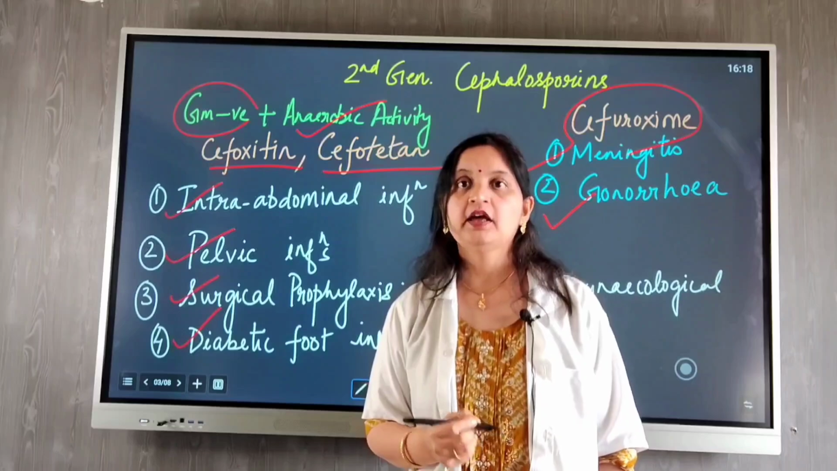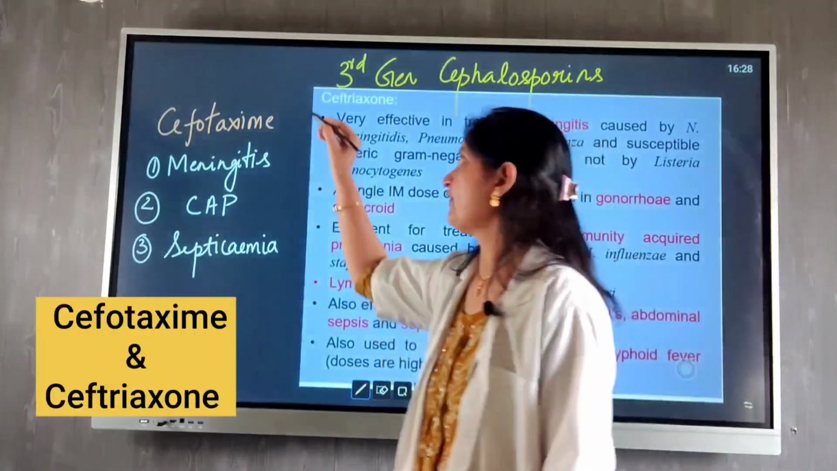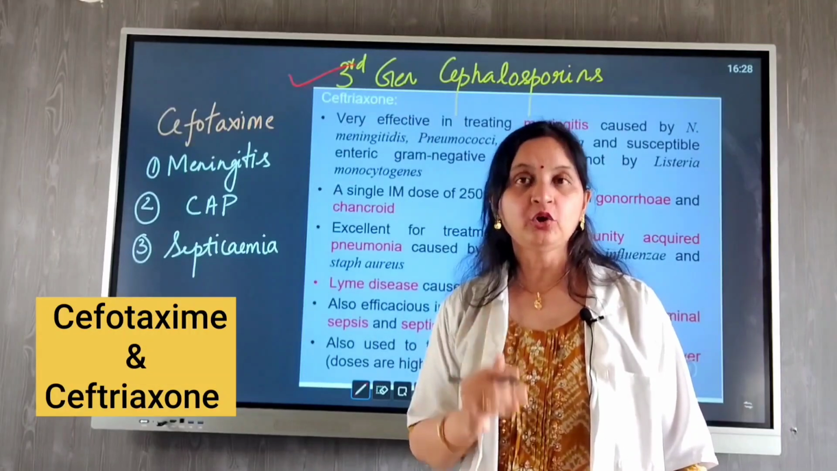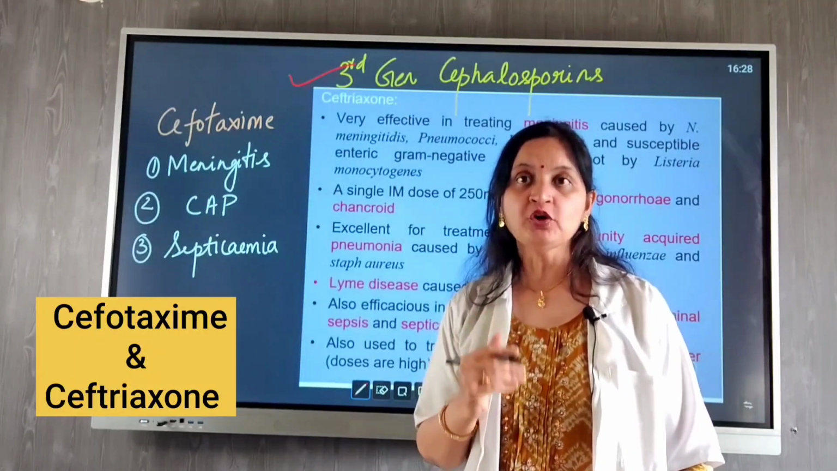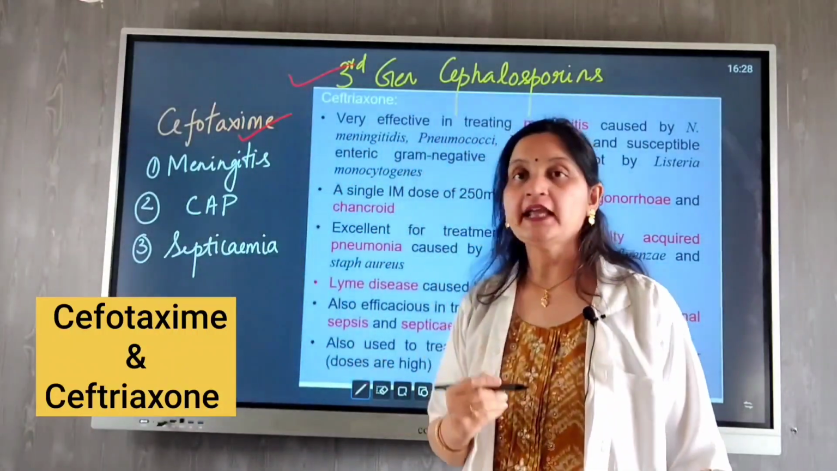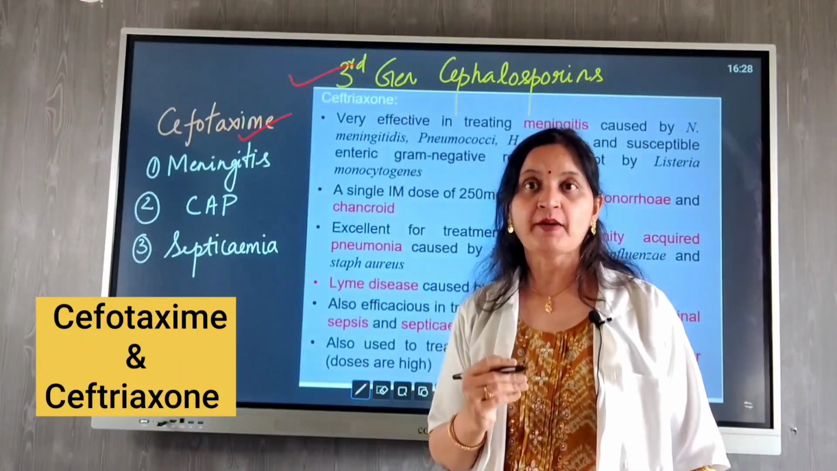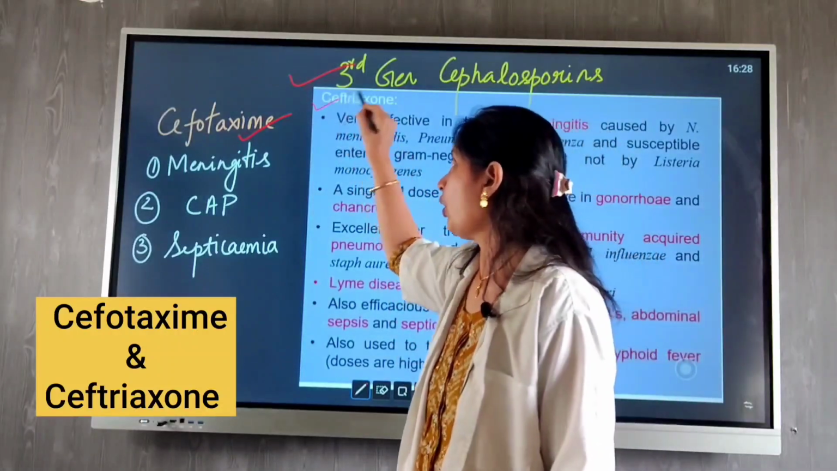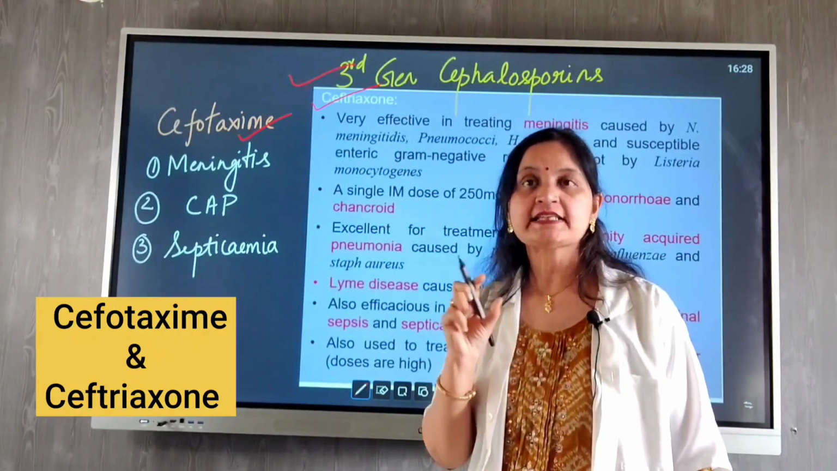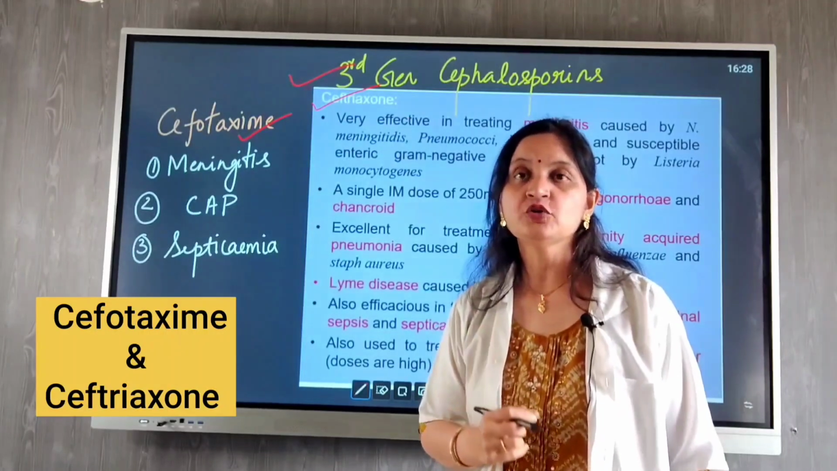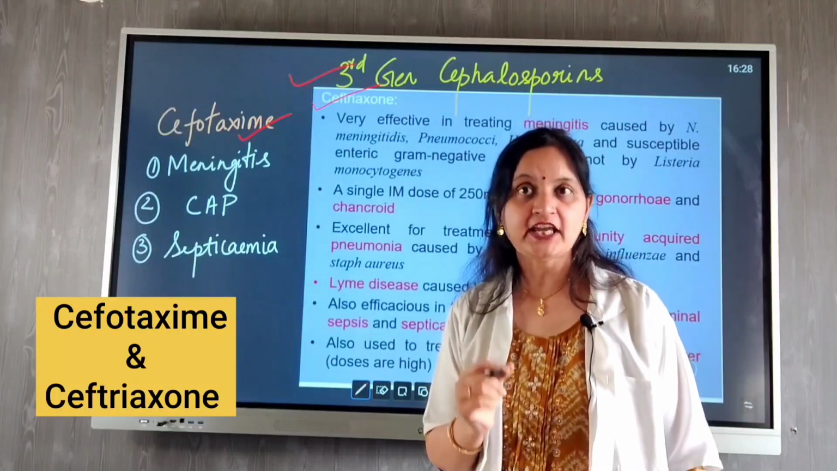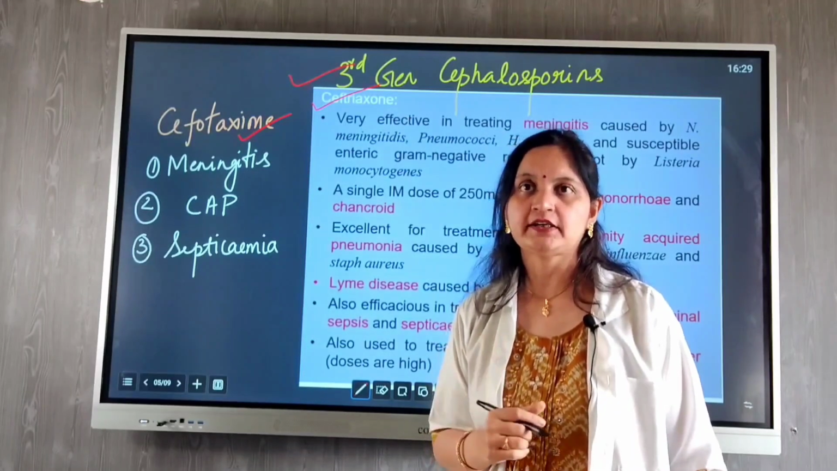to treat gonorrhea. Now coming to the third generation of cephalosporins, which have high activity on gram-negative bacteria including Pseudomonas. So cefotaxime, which is the prototype of this generation of cephalosporin, attains therapeutic levels in the cerebrospinal fluid. Ceftriaxone also attains high concentration in the cerebrospinal fluid. So cefotaxime and ceftriaxone can be used for the treatment of meningitis, which is caused by gram-negative bacteria such as H. influenzae and Neisseria meningitidis.